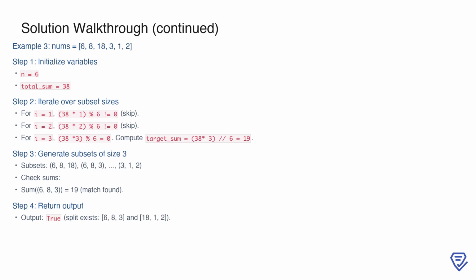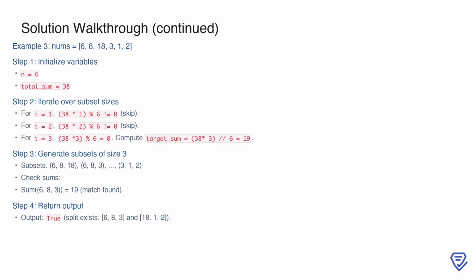For this example, the input array is nums = [6, 8, 18, 3, 1, 2]. We begin by initializing the length of the array, n, as 6, and the total sum of all elements as 38. Next, we iterate over possible subset sizes, which range from 1 to n divided by 2, or 3. For a subset size of 1, we find that 38 * 1 % 6 is not equal to 0, so we skip this size.